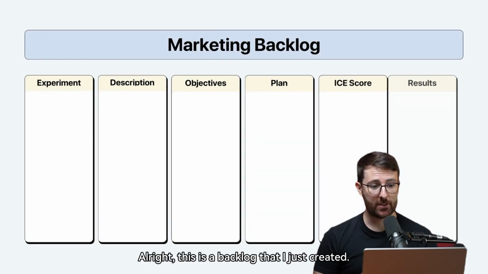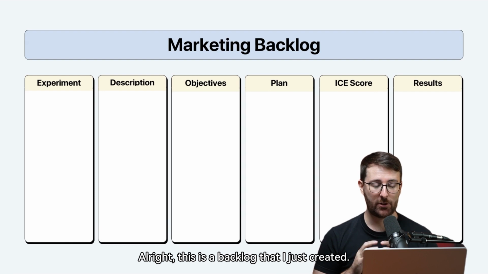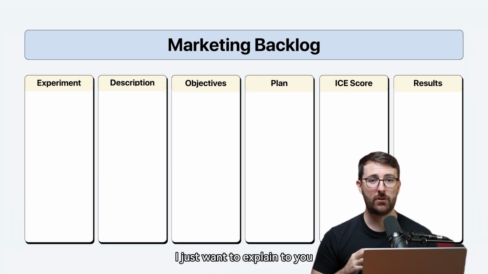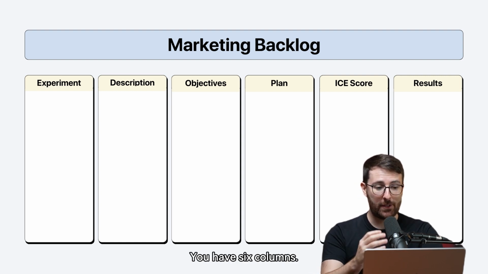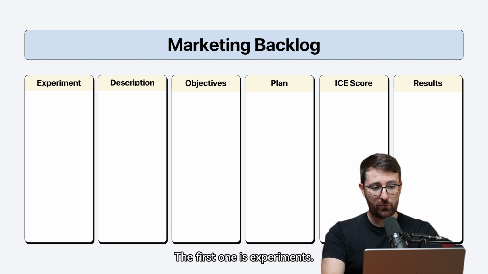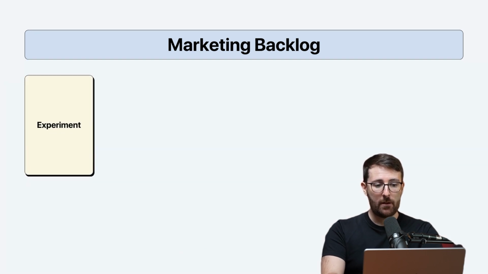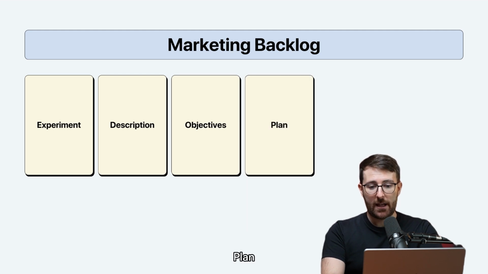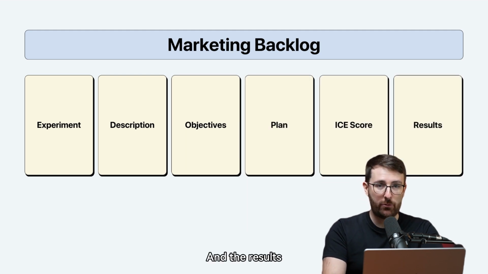Alright, so this is a backlog that I just created. It's really easy. I just want to explain to you the concept so you can build it on your own. So you have 6 columns. The first one is experiments. The second is description, then objectives, plan, I-score, and the results.